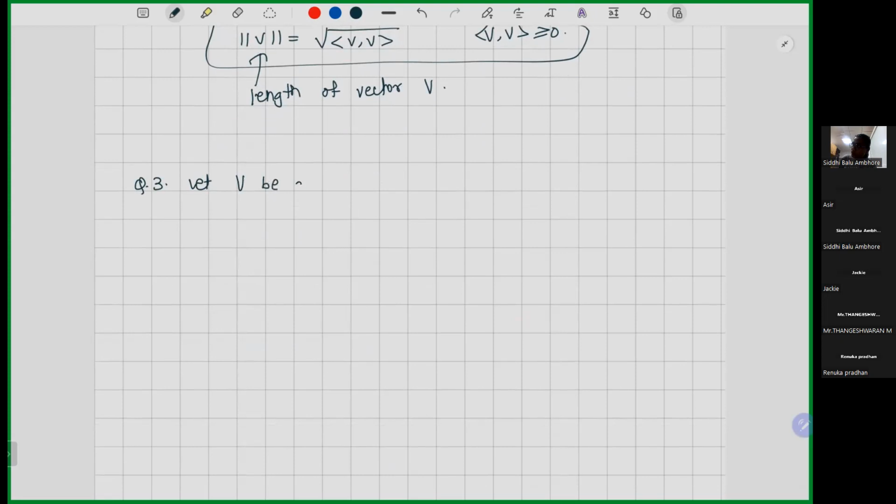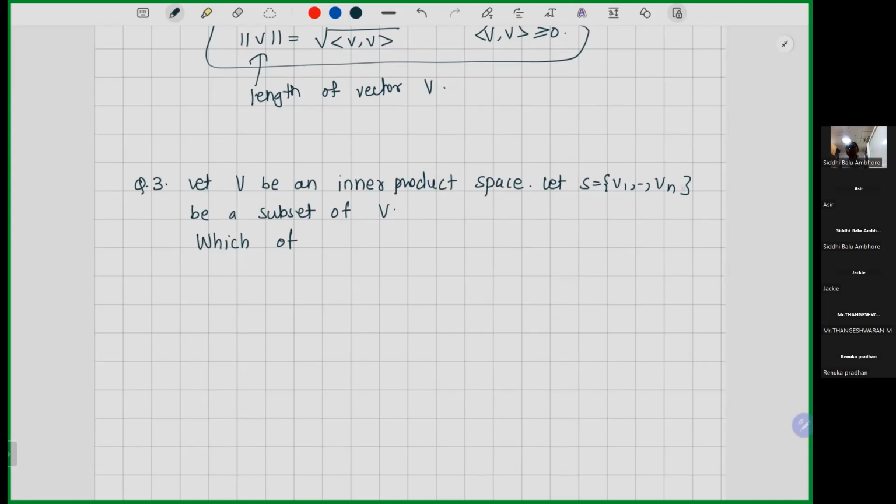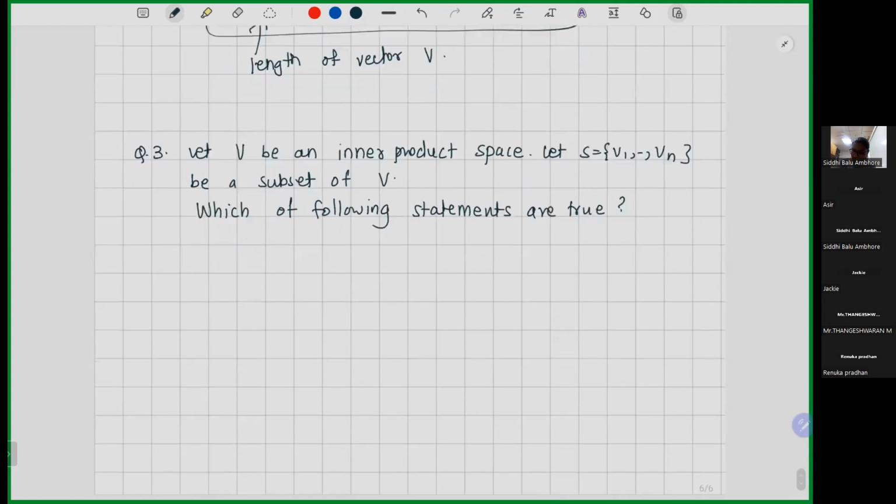So let V be an inner product space, and let S equal to {V1 to Vn} be a subset of V. Then we have to check which of the following statements are true. So the given condition is that V is an inner product space and S is a set containing these elements V1 to Vn of V.